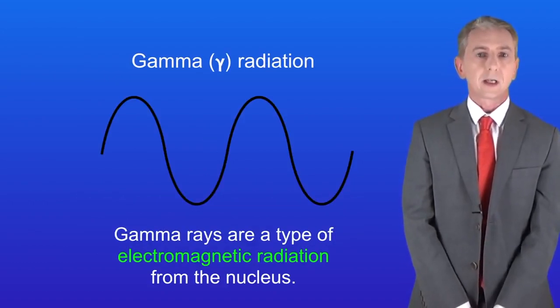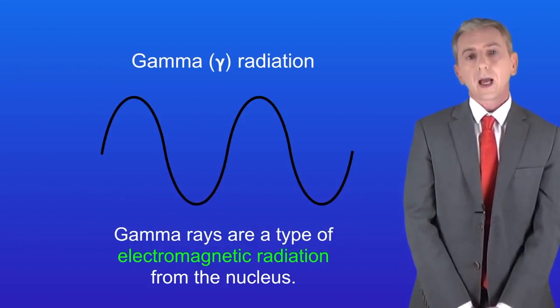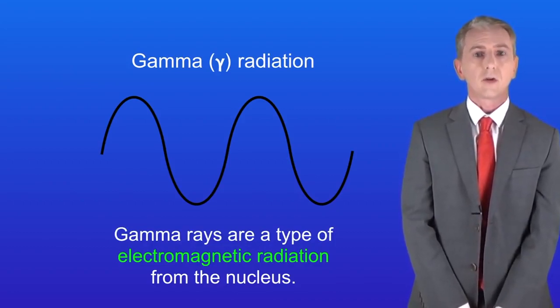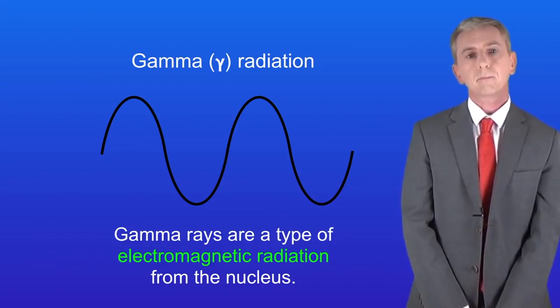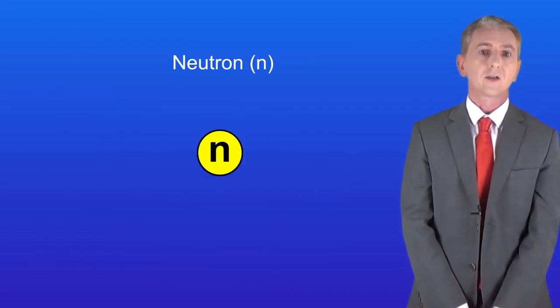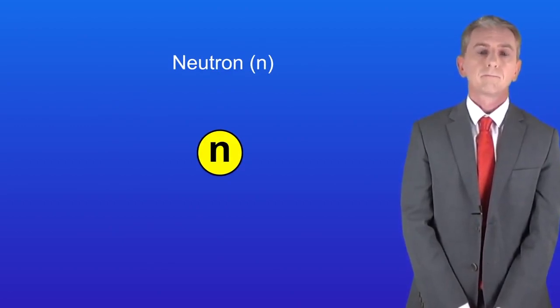Okay, the third type of radiation is called a gamma ray. Gamma rays are not particles. They're a type of electromagnetic radiation from the nucleus. Finally, the fourth type of radiation that's sometimes given out by unstable nucleus is a neutron.